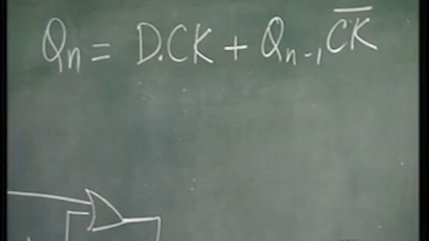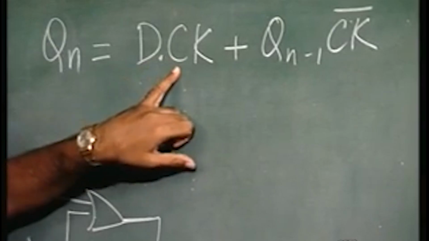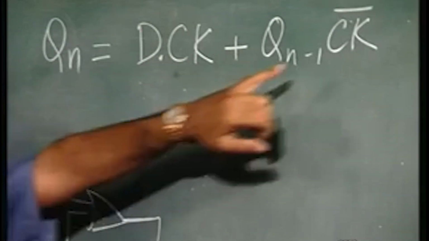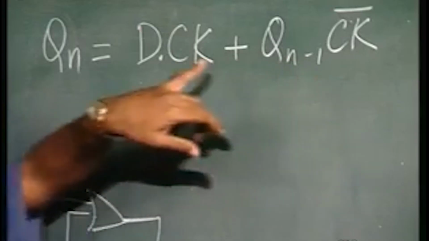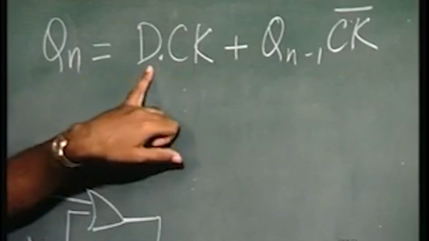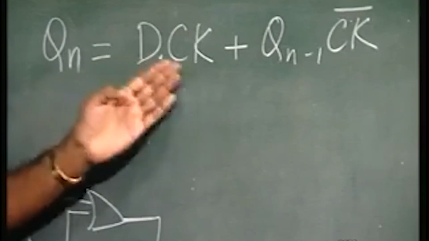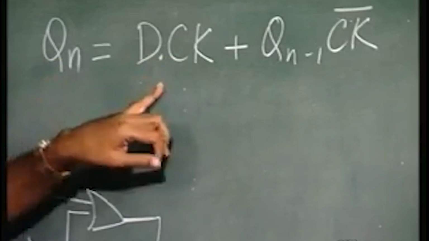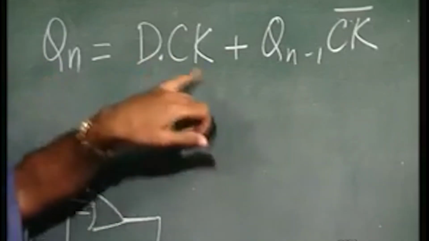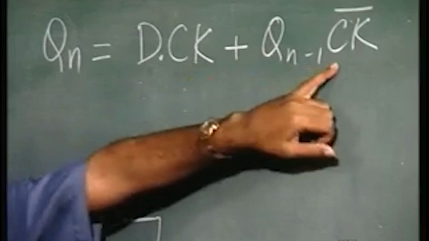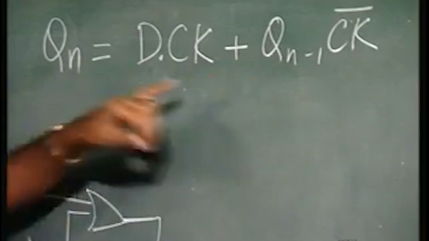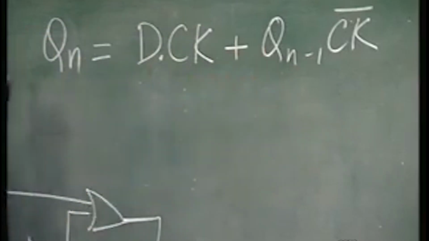That is, when the clock is high, that is clock is 1, clock bar is obviously 0. So, when clock is high, Qn is equal to D. Whatever is the D input is the same as Qn, and when clock is low, that is clock is 0, clock bar is high, then whatever is the Qn minus 1 is the same, Qn is equal to Qn minus 1, that is the previous output is retained.